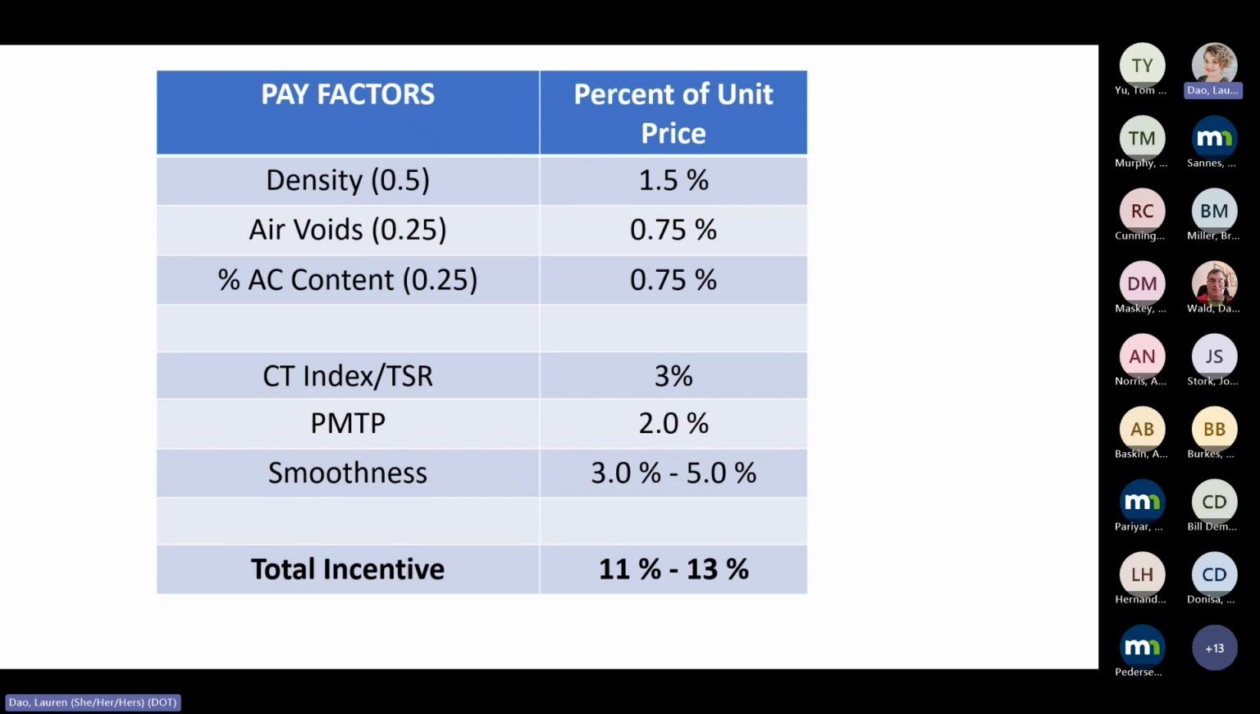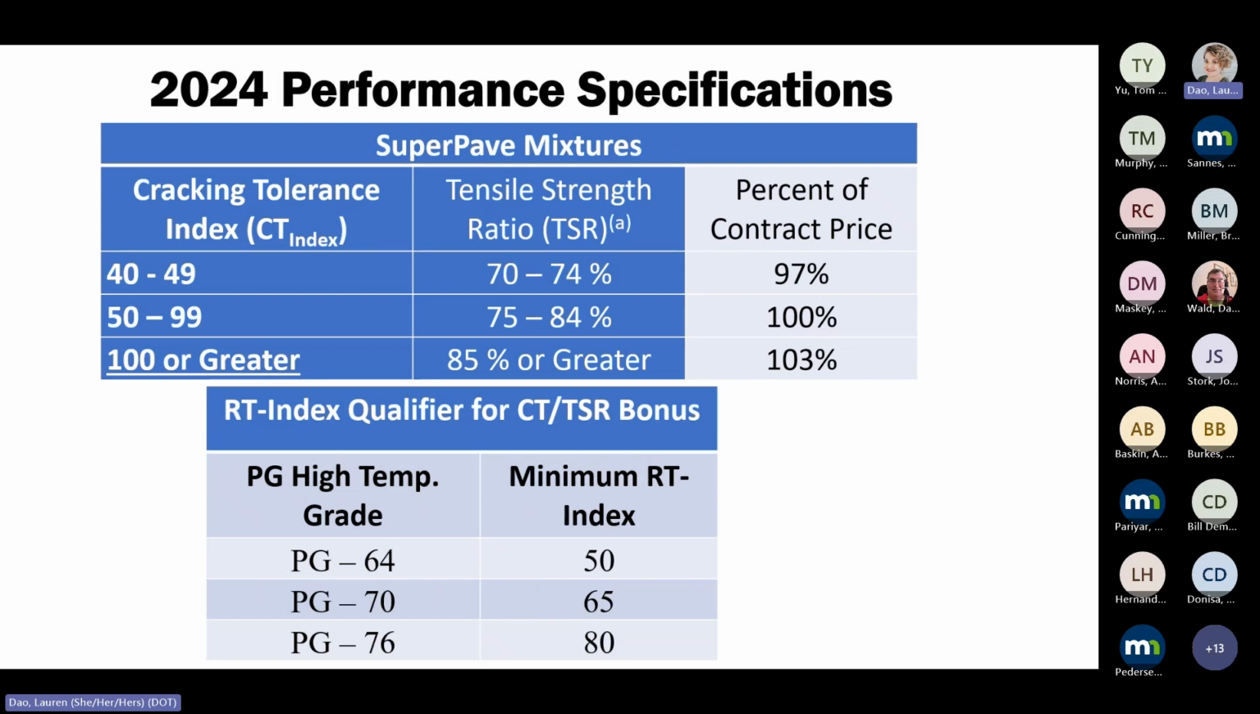So we want to make sure we're not getting segregation on the roadway, and our smoothness incentives stay the same at 3 to 5%. And so for this specification revision, we wanted to keep the same incentives that we have now, to allow contractors to be able to choose this spec if they want to versus the other one. We're doing several approaches for implementing, and I'll go over that more later.